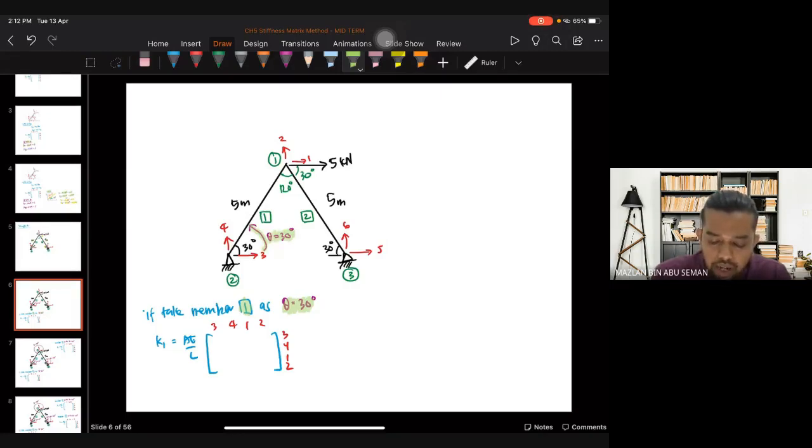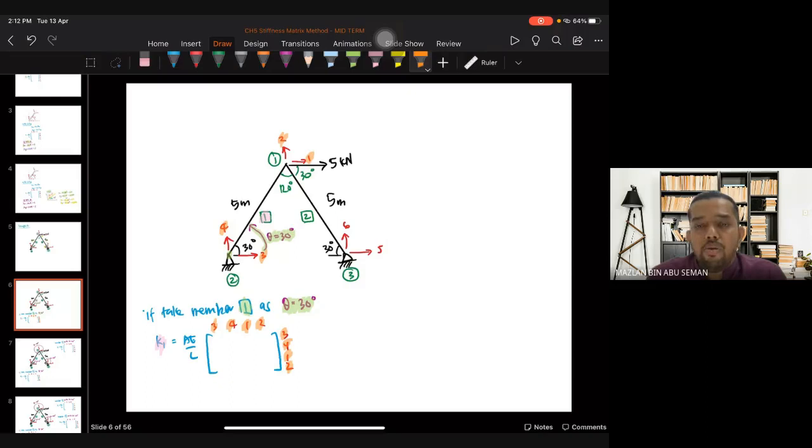From joint number 2. Clear? Can you see that? From joint number 2, we want to calculate stiffness matrix K1. So here K1, using the formula, then numbering for your matrix is 3, 4, 1, 2.